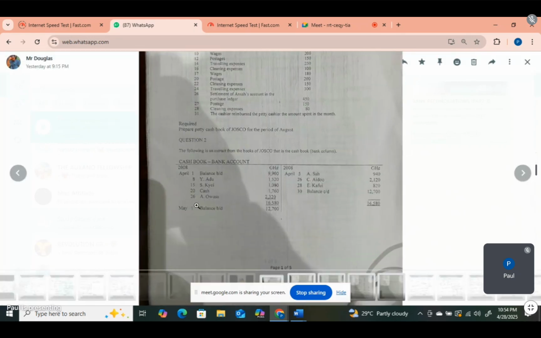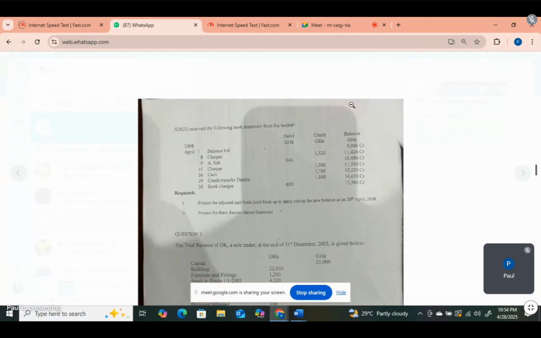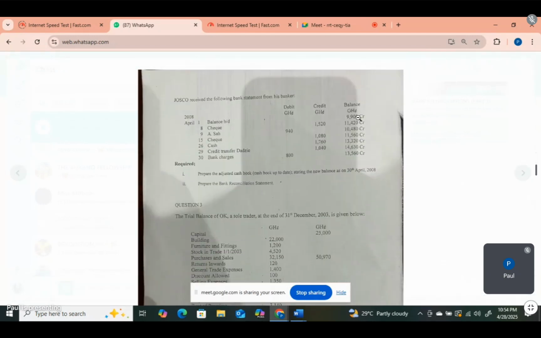So this debit balance is showing that we have cash of 9,900 in our bank account. Now, the one here too is showing that we have cash of 9,900 in our bank account, because it's showing at the balance column, and it is credit. If it was debit, it means we owe. They've even written it beside it, credit.